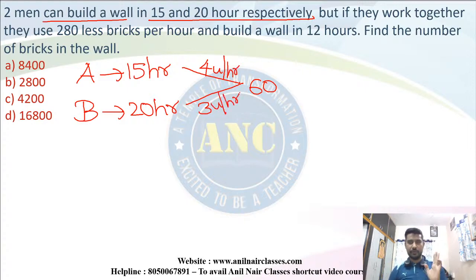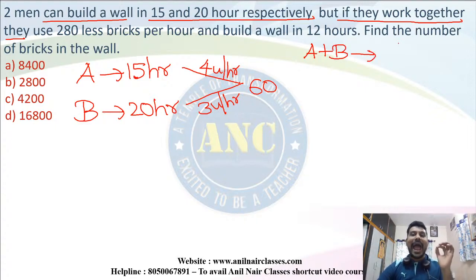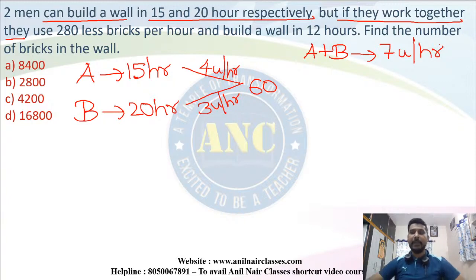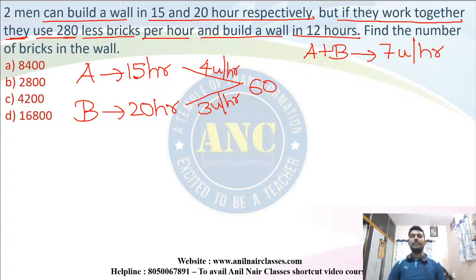That's the meaning of this as of now. Now, the question says, but if they work together, now forget about the next statement once again. A's capacity is 4 units per hour, B's capacity is 3 units per hour. That means if they are working together, their capacity is 7 units per hour, 4 plus 3, right? But the question says, if they work together, they use 280 fewer bricks per hour and build a wall in 12 hours. Find the number of bricks in the wall is the question.